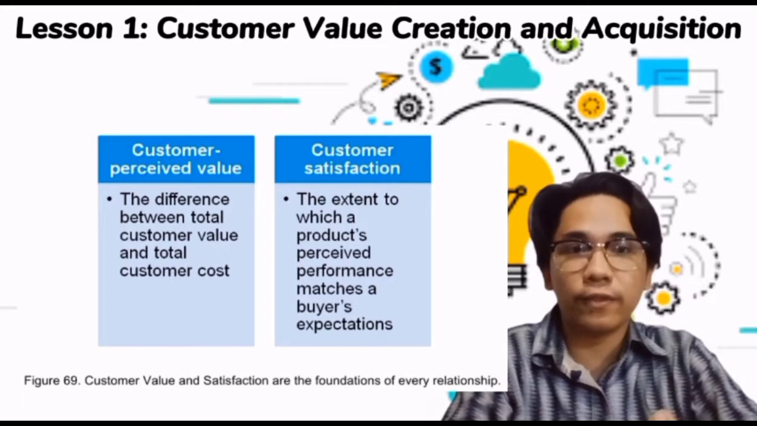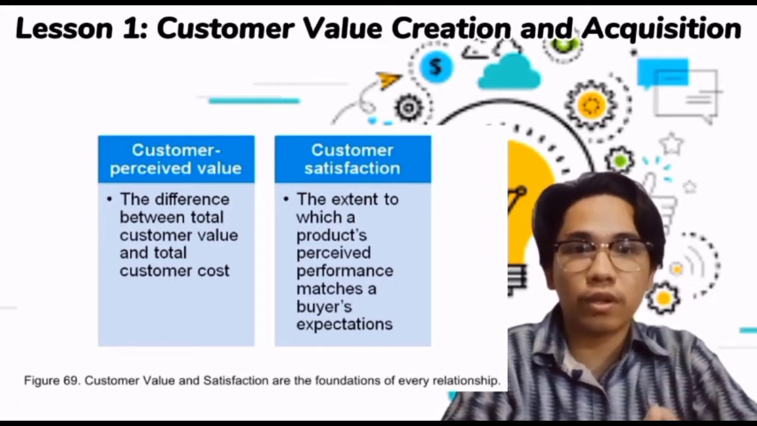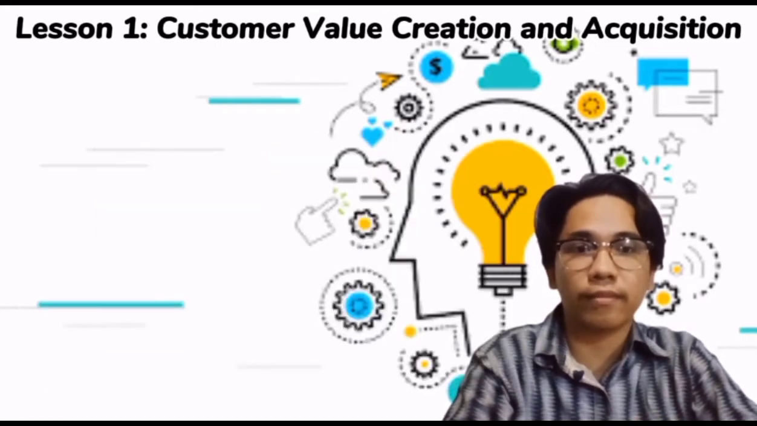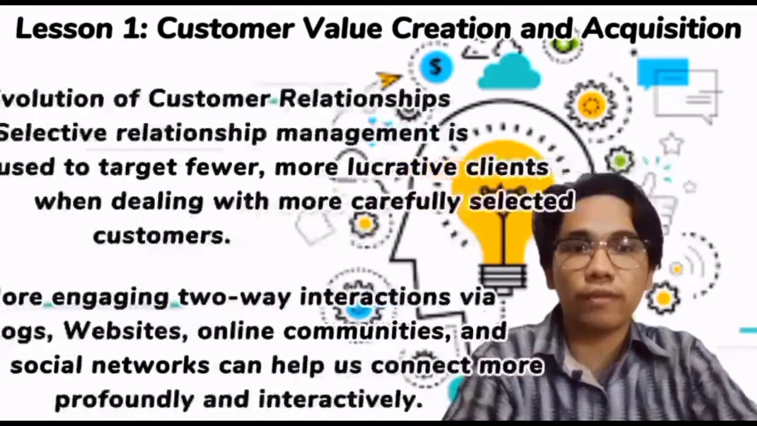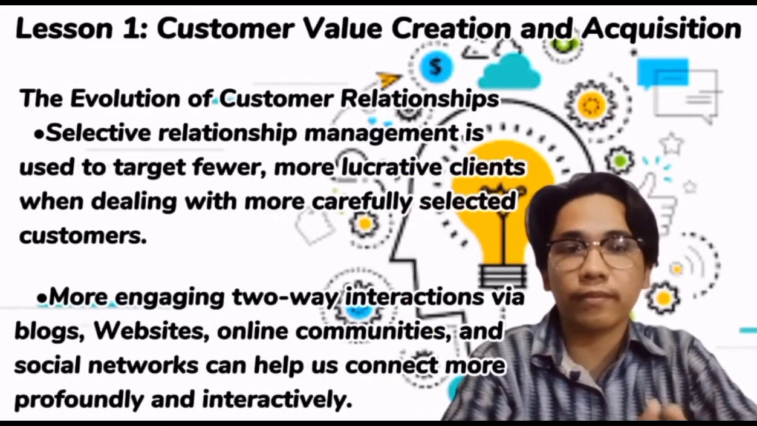As you can see, the first is customer perceived value, the difference between total customer revenue and the total customer cost. The other is customer satisfaction, where the extent to which the product's perceived performance matches a buyer's expectation. The evolution of customer relationships.